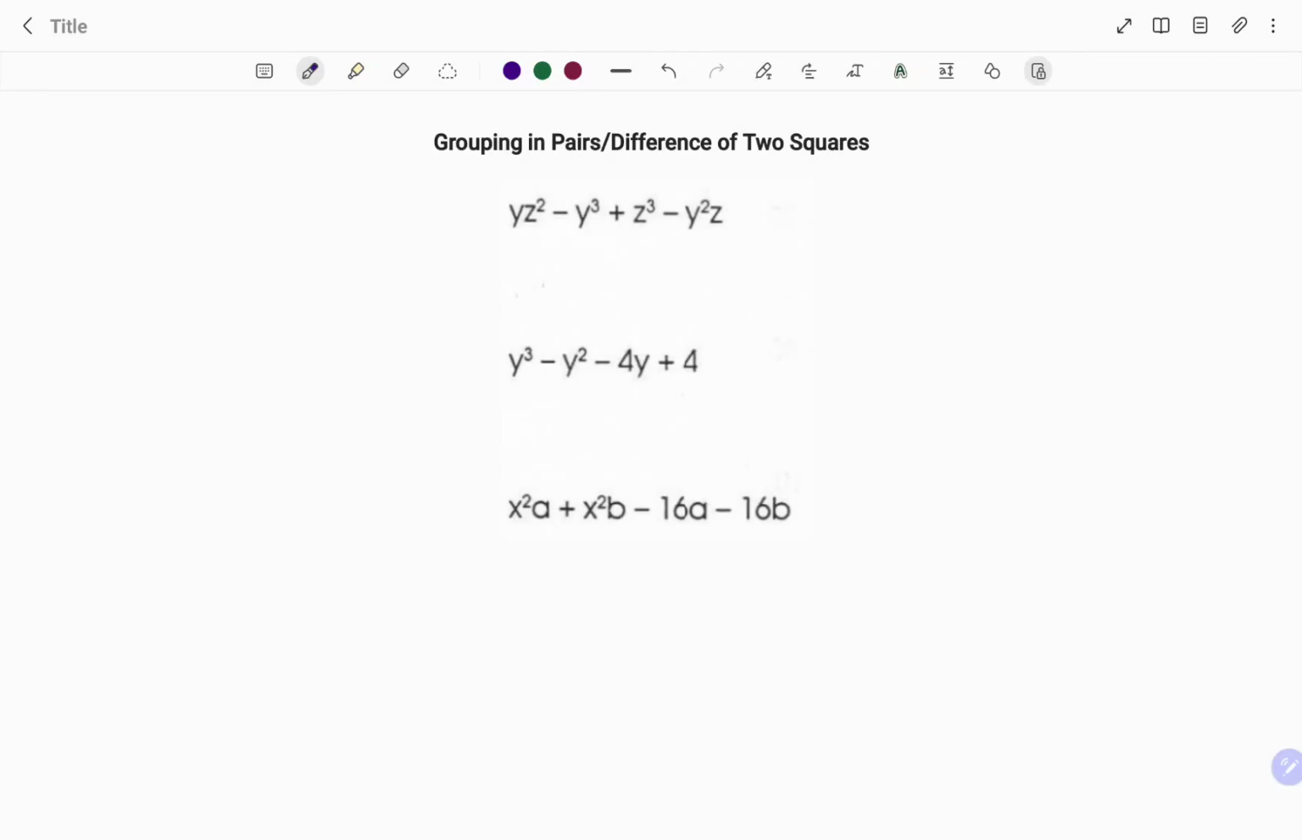In this video, I'm going to show you how to factorize the following algebraic expressions by grouping in pairs and also applying the difference of two squares.